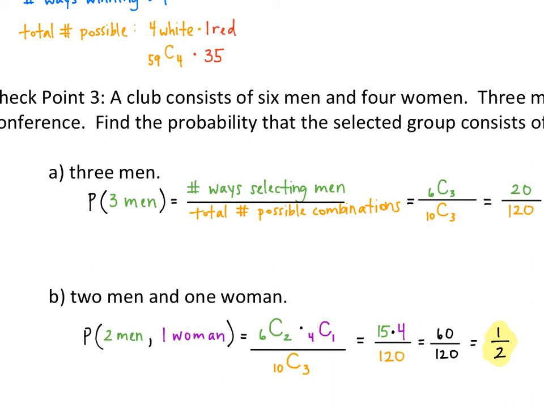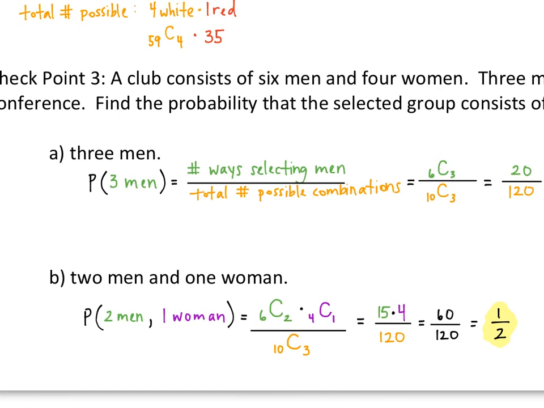What's the total number of possible combinations? Again, I have 10 total people to select from, and I only want 3. So 10C3 is still my denominator, my total number of combinations. So now we can just use our calculator. 6C2 is 15, 4C1 is 4, and 10C3 is still 120. 15 times 4 is where we get 60. 60 over 120 comes out to be 1/2. Or we could even say 50%. So the probability of selecting 2 men and 1 woman is 1 out of 2 chances.